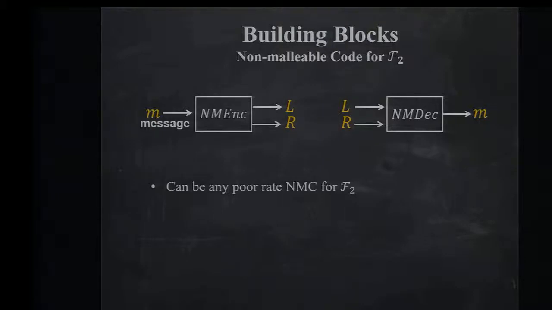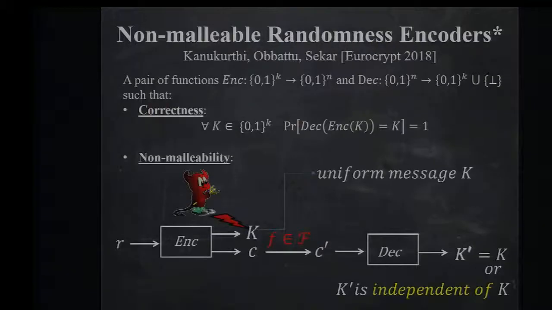And one might wonder, we're trying to build NMREs, so what is the whole point of assuming the existence of an NMC? The point is that it can be a poor rate NMC, and essentially we're going to show how to amplify to get a better rate NMRE. And we'll specifically use an instantiation due to Lee.